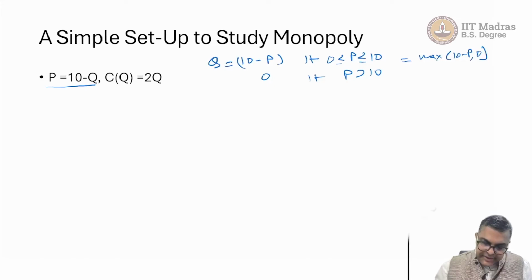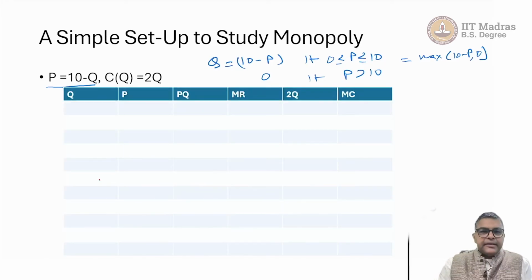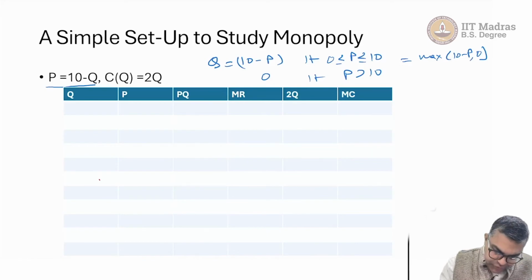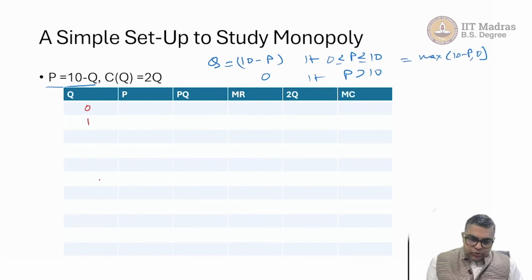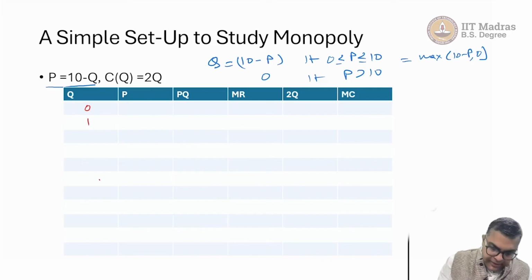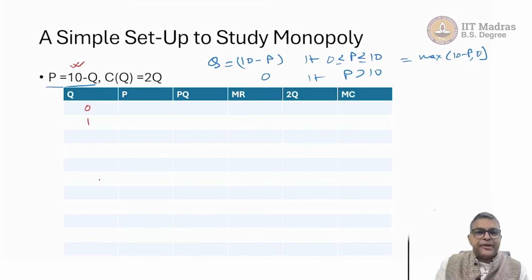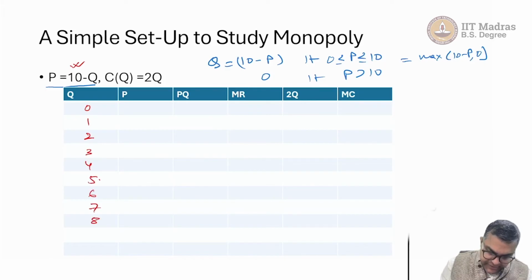And so if we want, we can fill numbers in this particular table. Q can vary from 0 to 10. There is no point going above 10 because the maximum Q possible is 10, because 10 is the reservation price for, I think, the highest buyer in the market. So we can write here 3, 4, 5, 6, 7, 8, 9, 10, and then P of course is going to be 10, 9, 8, 7, 6, 5, 4, 3, 2, 1 and 0.